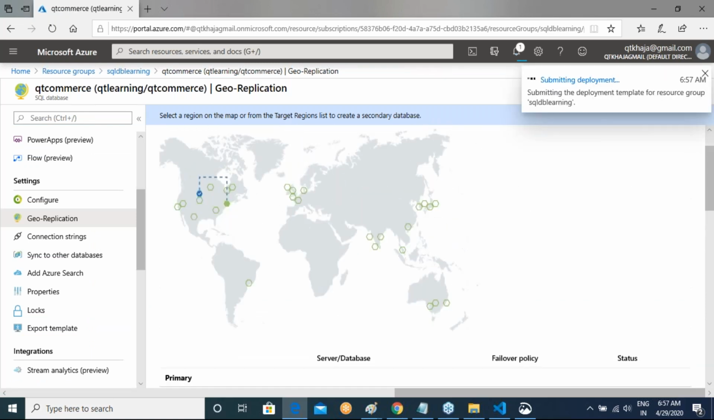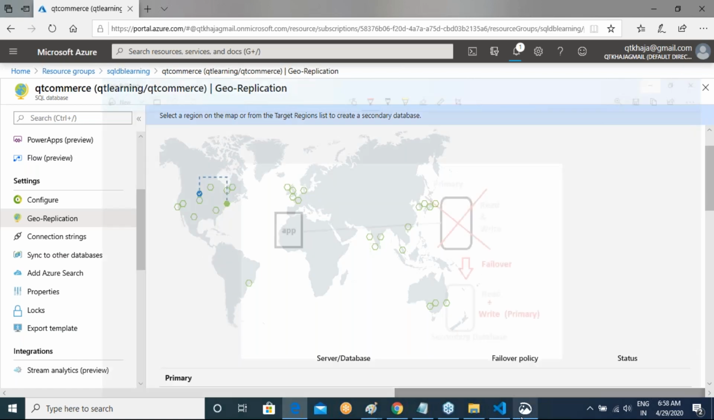Now see what is happening. I am not doing any kind of replication. Automatically the other database is basically getting replicated.